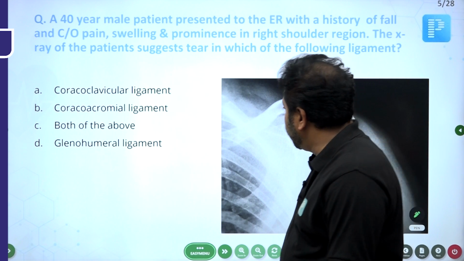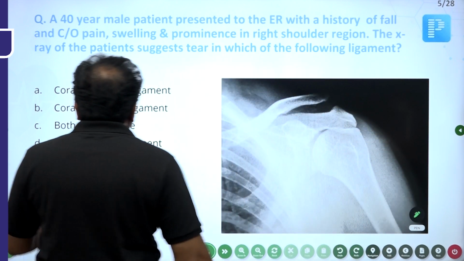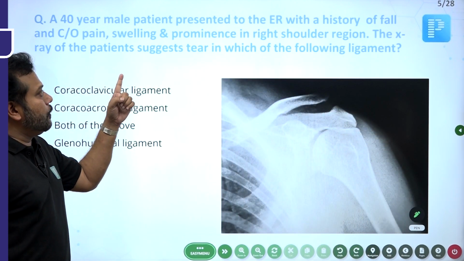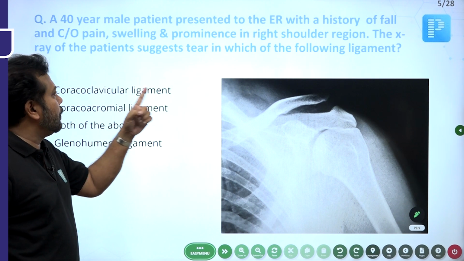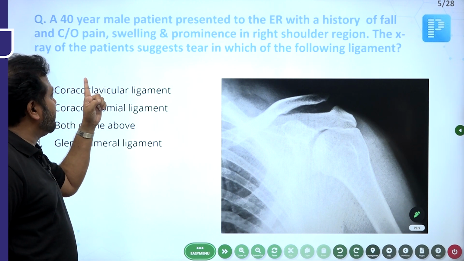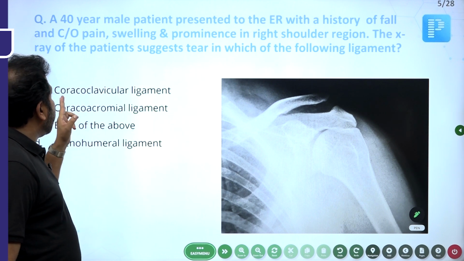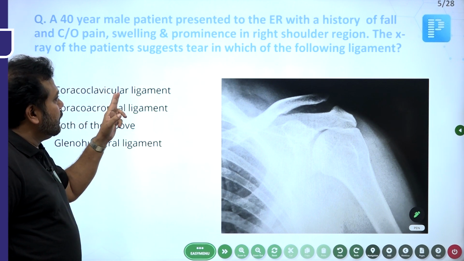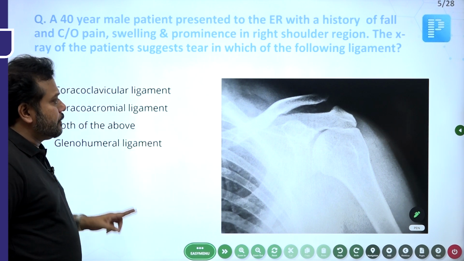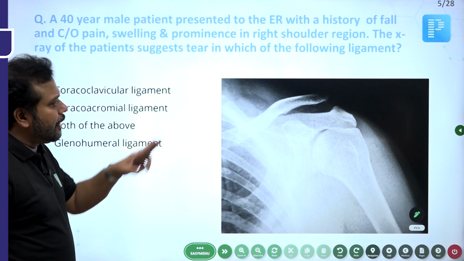Coming to the third question. A 40-year-old male patient presented to the emergency room with a history of fall and complaints of pain, swelling and prominence of the right shoulder. The X-ray of the patient suggests a tear in which of the following ligaments? That's the question. You should see the X-ray.